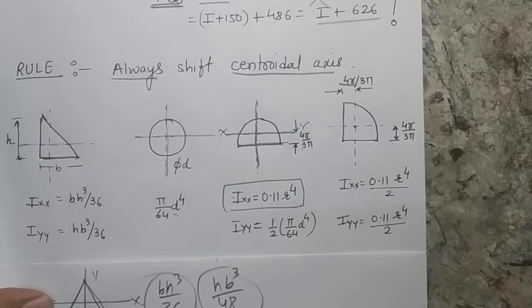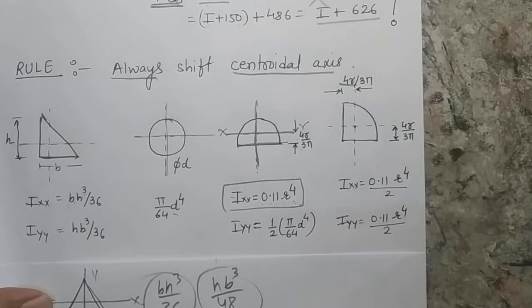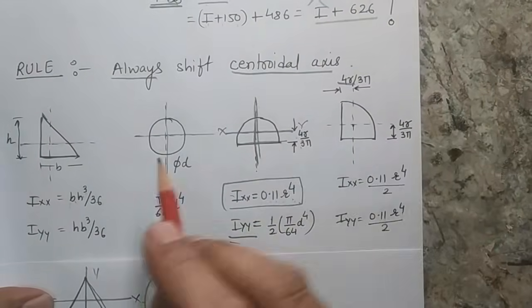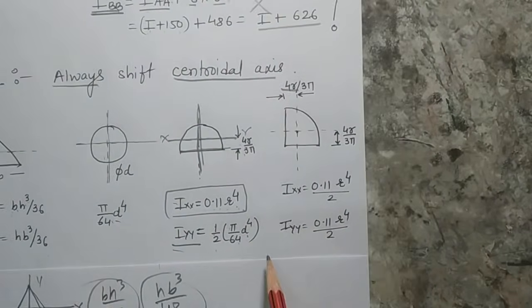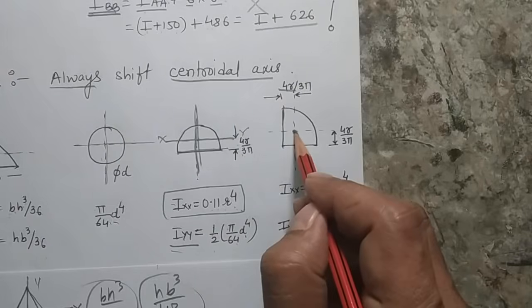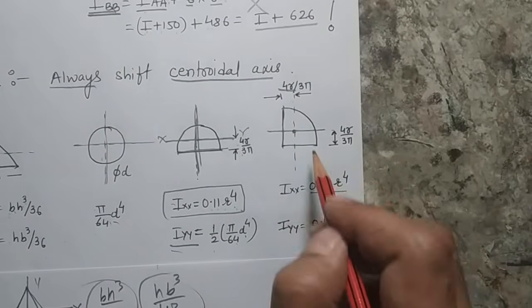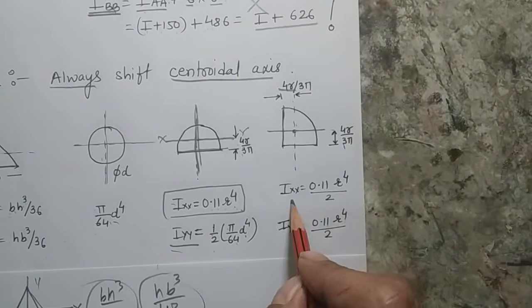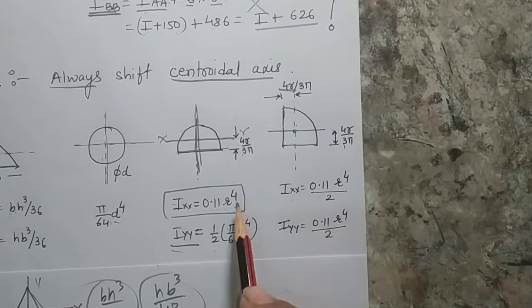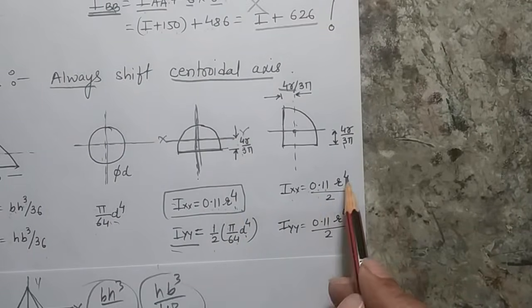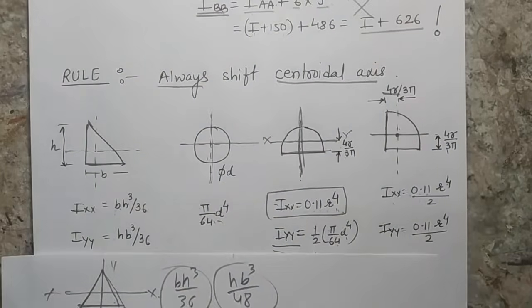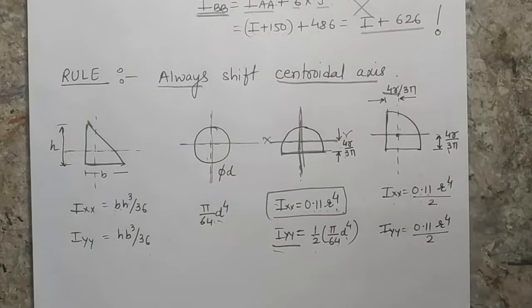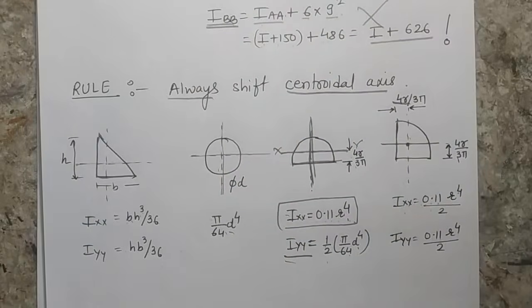You are going to use these formulas to calculate the moment of area for different sections. Similarly, for the vertical axis, it is just half of this value, so this will be half of pi by 64 d to the power 4. And for a quarter circle, here is the centroidal axis, and for both centroidal axes the moments of area are equal, which is equal to half of this value, 0.11 r to the power 4 by 2. In my next lecture we are going to further discuss the moment of area of the circular section, and then we will solve some important problems. Thank you.